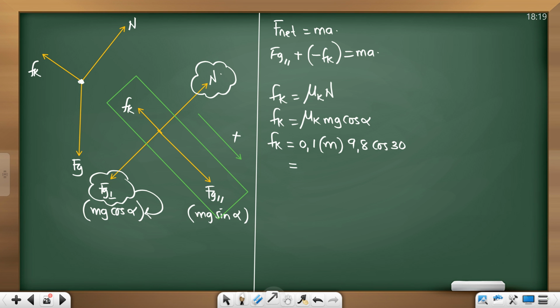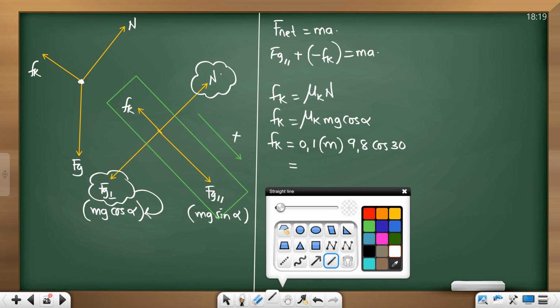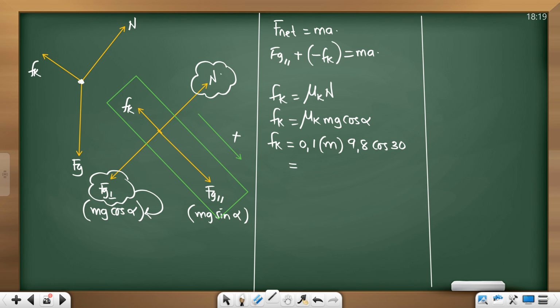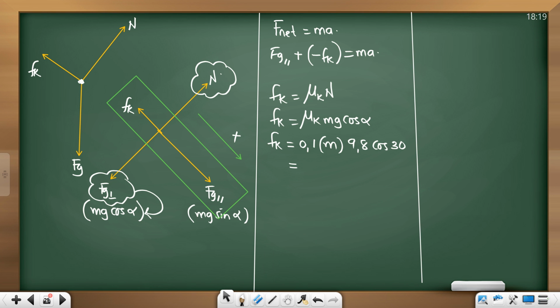Okay, looking interesting. Quickly, do you have your calculator here? So you took 0,1, 9,8 and cos 30. 0,849 m. Now that's our friction. Let's take it back in.